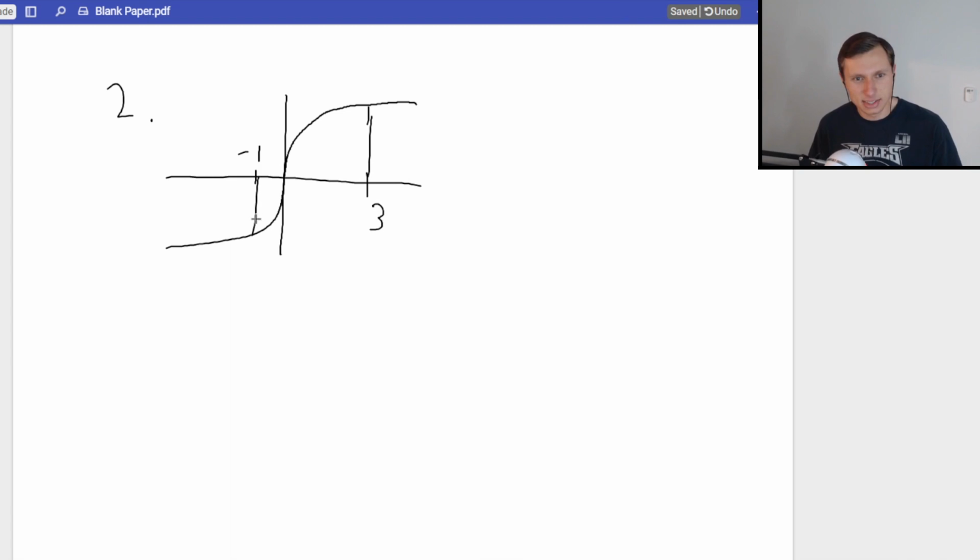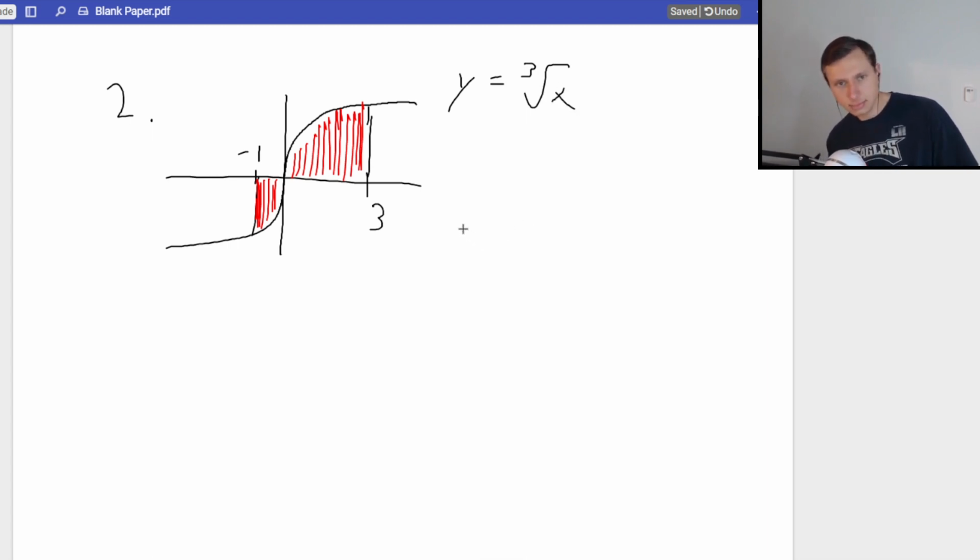So now, I have this area here in this region. You're going to see part of it's negative, part of it's positive. This, you can guess it. It's the function y equals the cube root of x. Now, for this one, we're going to need two different integrals. Why? Because part of it's negative, part of it's positive.